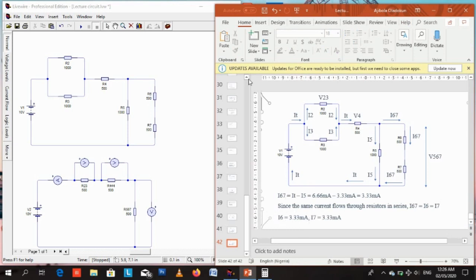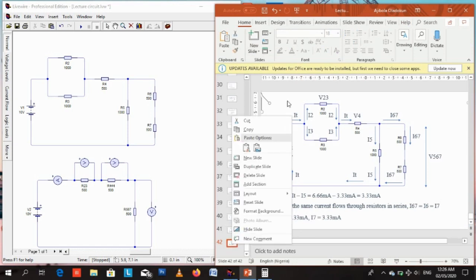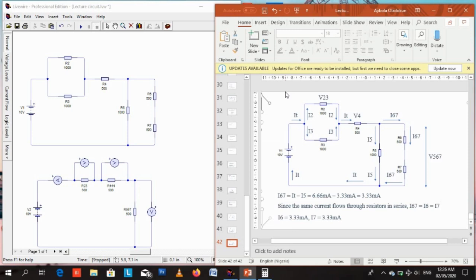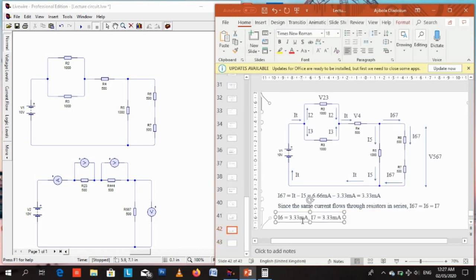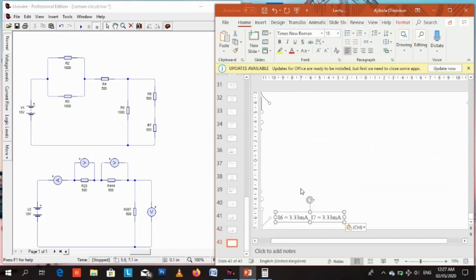And this is because the two resistors R6 and R7 are in series, which means that the current that flows through them is exactly the same. And that current that flows through them is I67, which is 3.33 milliamperes. So I6 is 3.33 milliamperes and I7 is 3.33 milliamperes. So I hope you got that.